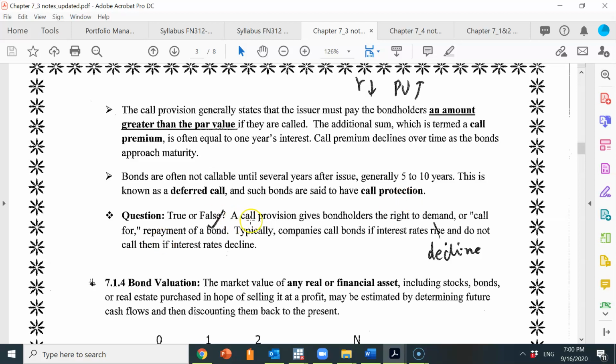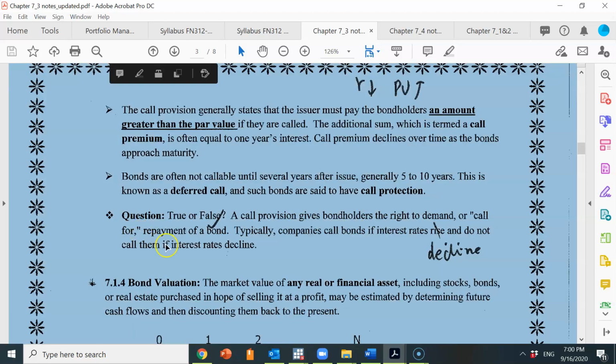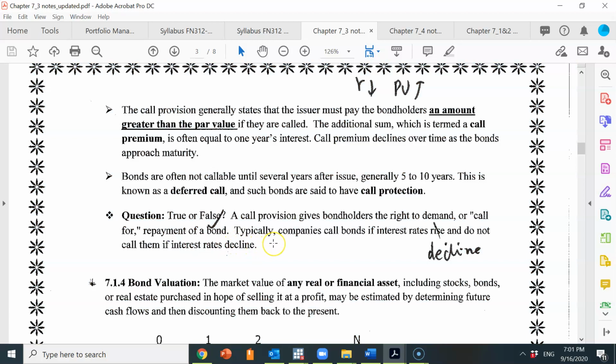Question: true or false? A call provision gives bondholders the right to demand or call for repayment of a bond. Typically, companies call bonds if interest rates rise and do not call them if interest rates decline. This is false.